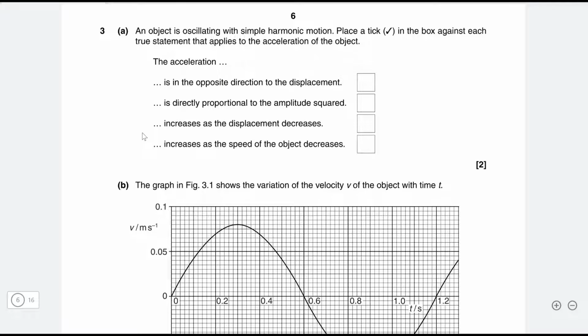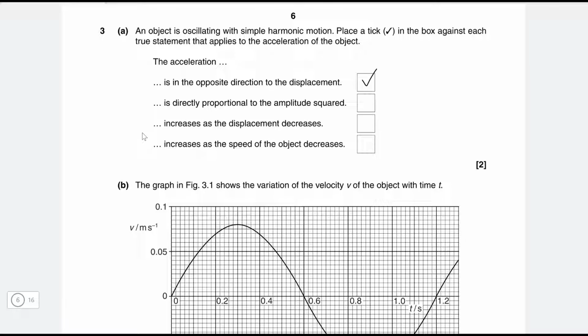Okay guys, another question from June 2013 from OCR. Once again, check the question in the link below. So we have an object which is oscillating with simple harmonic motion. Place a tick in the box against each true statement that applies to the acceleration of the object. The acceleration is in the opposite direction to the displacement. Yep, that is always true for simple harmonic motion.